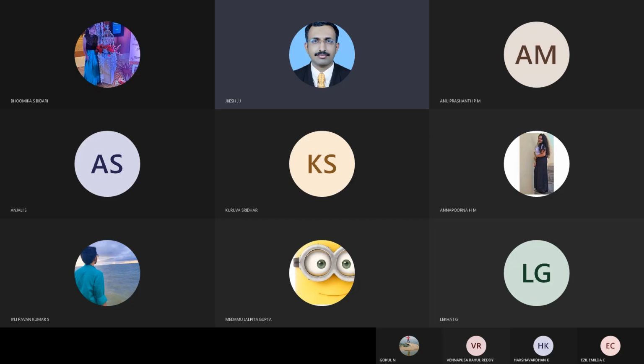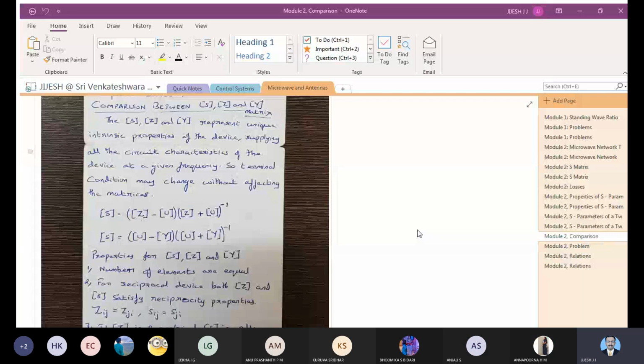We discussed the S parameters and their properties, and the comparison of losses with respect to S parameters. We also understood how S parameters play a vital role in matched and mismatched networks. All of this has been discussed before, and now we'll see the continuation of that. The comparison we'll see now can be asked in your examinations.